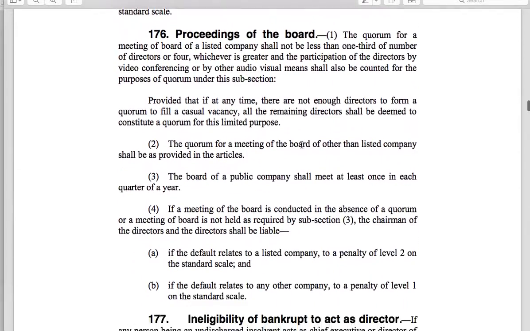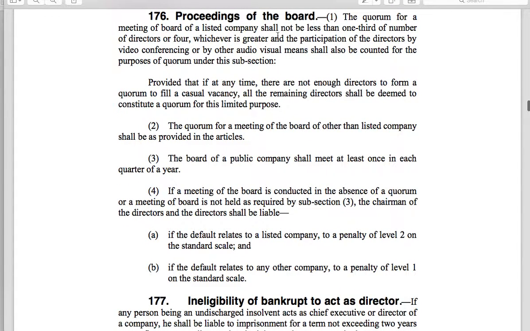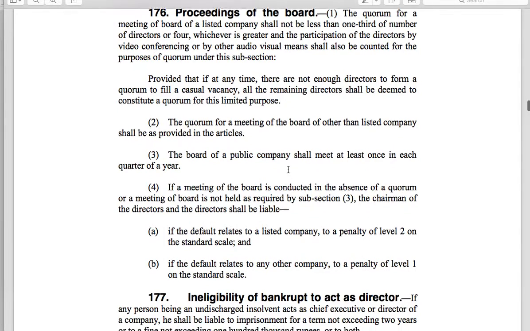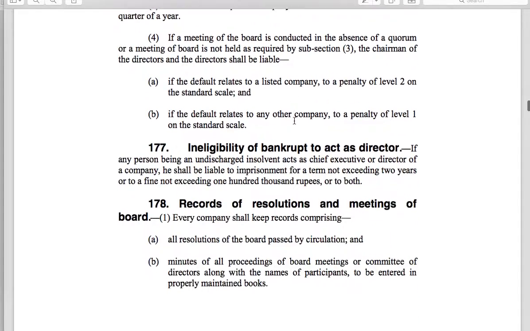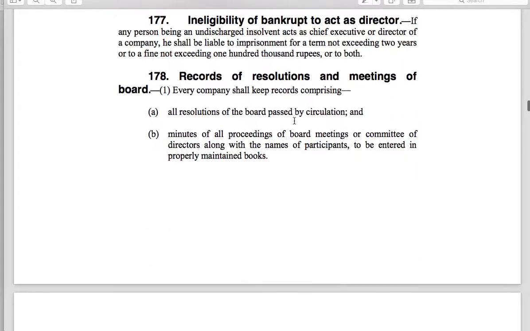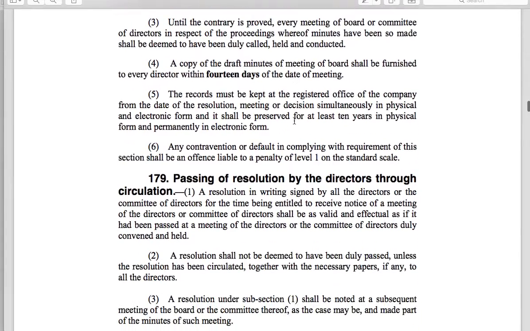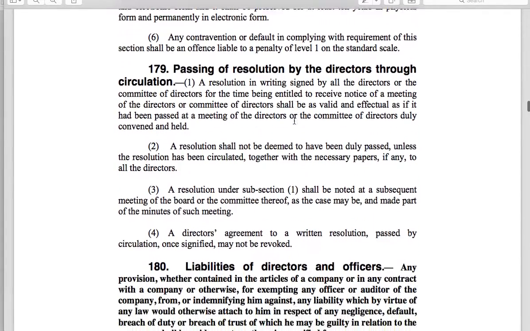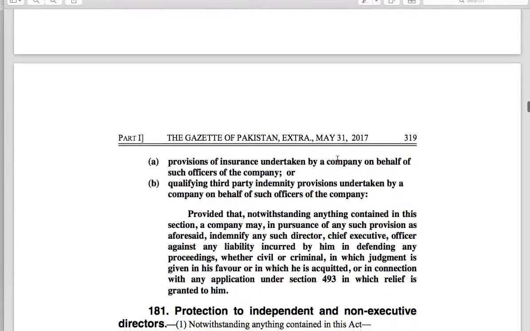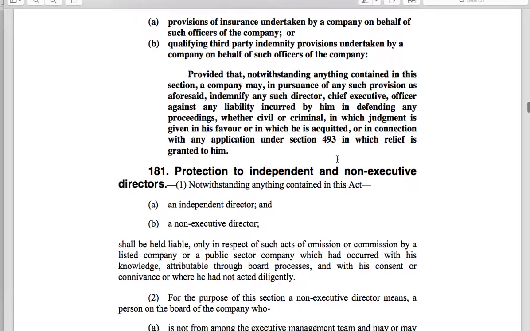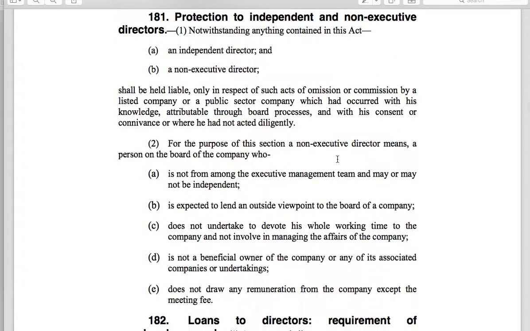So all the proceedings of the board, the quorum, and the minimum number of directors required for listed and private limited companies are all given here. For listed, 4 directors have to be present in the quorum. Records, meetings, all of these have to be taken care of. You have to record them. Then you can also circulate a resolution if all of the directors are not in the same city or in the country. Then liability of directors and officers, protection of independent and non-executive directors.